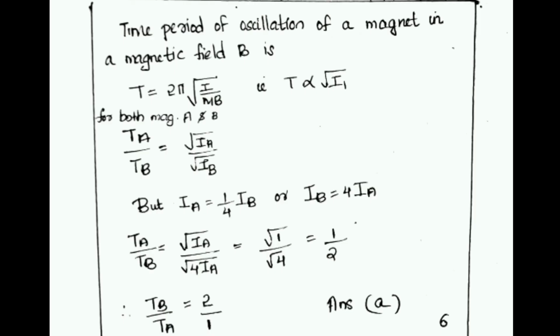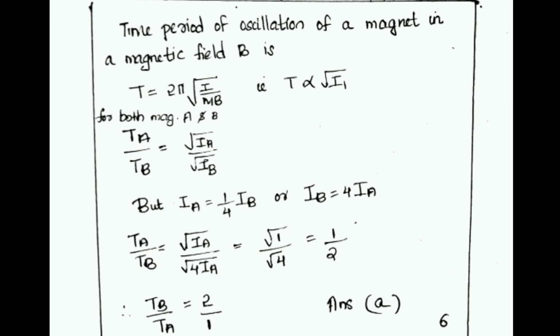First of all, time period of oscillation of a magnet in a magnetic field B is T equal to 2 pi root of I by mB. That is, T is directly proportional to the square root of the moment of inertia. Very important formula: the time period is directly proportional to the square root of the moment of inertia. TA by TB becomes root of IA by IB.